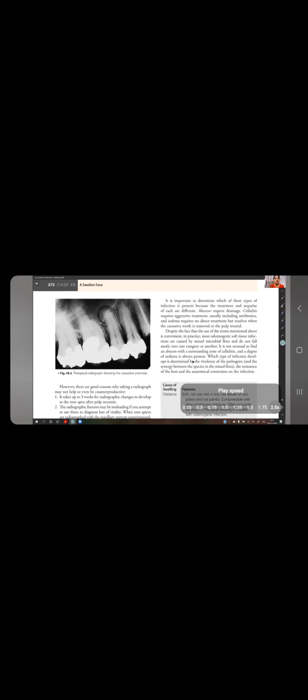However, there are good reasons why taking a radiograph may not help or may even be counterproductive in this particular case. It takes up to 3 weeks for radiographic changes to develop at the root apex after pulp necrosis. The radiographic features can be misleading if you attempt to use them to diagnose loss of vitality. When root apices are radiographed with the maxillary antrum superimposed, the normal PDL can appear wider, and that can be confused with apical changes. But these problems are seen in this radiograph, and the periapical radiograph of this patient is completely normal.